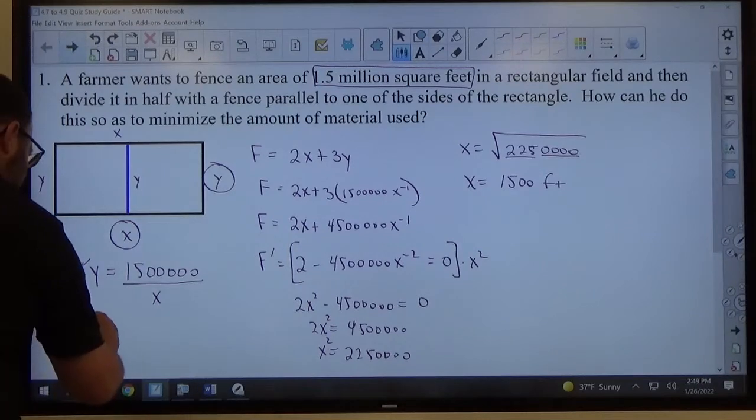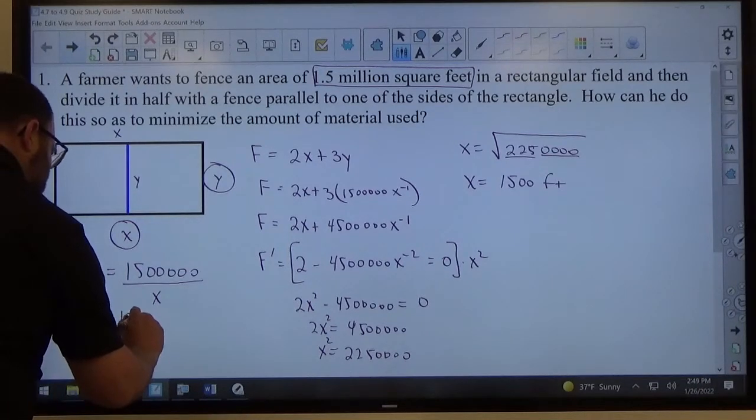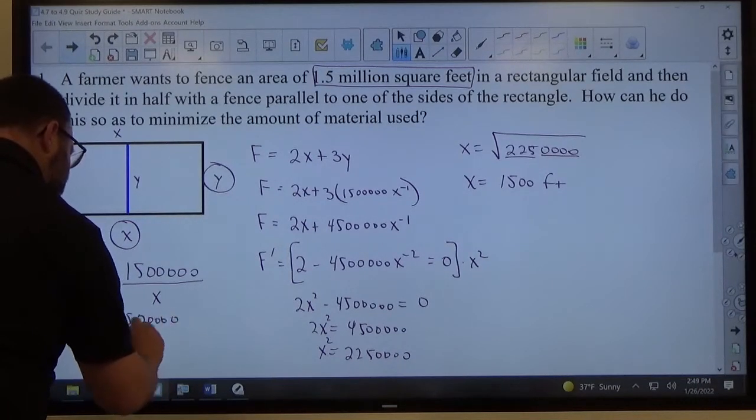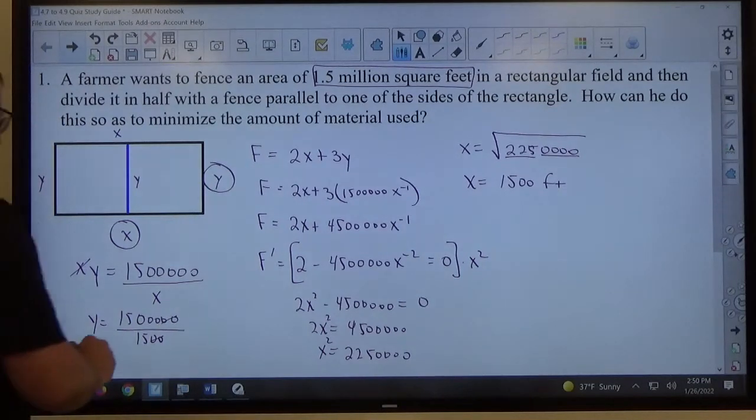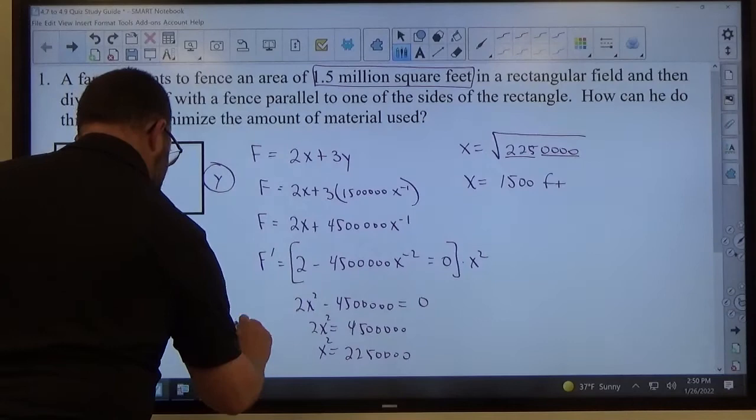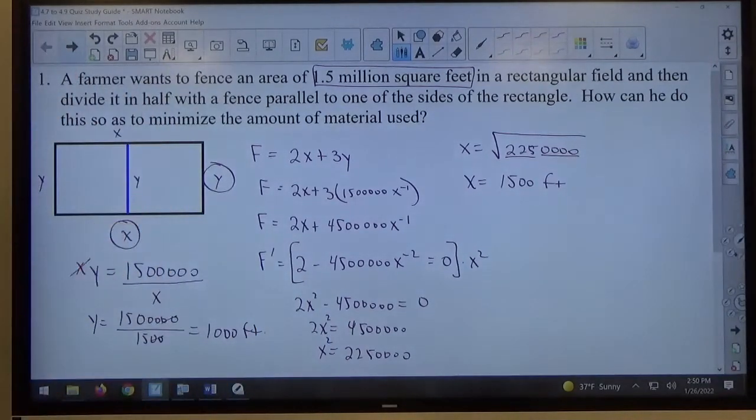y equals 1,500,000 divided by 1,500. So chop a couple zeros. 15,000 divided by 15 is 1,000 feet. Now I didn't verify that it does make a minimum.